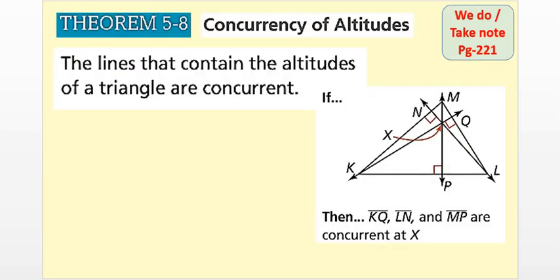Okay, this is theorem number 5.8. It says concurrency of altitudes. The lines that contain the altitudes of a triangle are concurrent. Already I explained to you that when you draw all the altitudes, they meet at a point, they are concurrent at a point, and this point X is called the orthocenter.